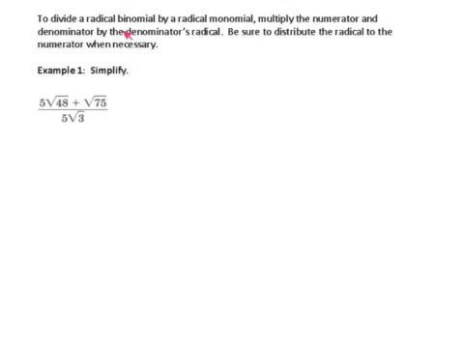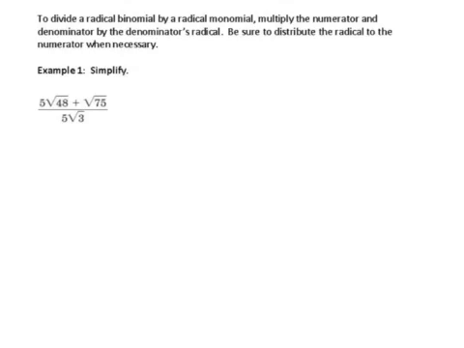To divide a radical binomial by a radical monomial, we want to multiply the numerator and the denominator by the denominator's radical. Be sure to distribute the radical to the numerator when necessary. Now, the reason we multiply the numerator and the denominator by the denominator's radical is to rationalize the denominator, since we always want to have a rational number in the denominator of a simplified expression.